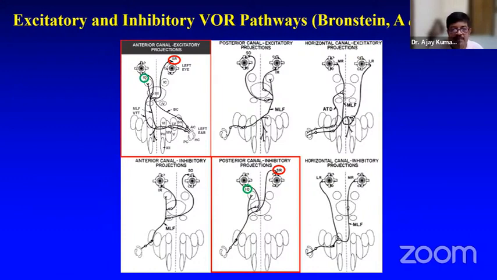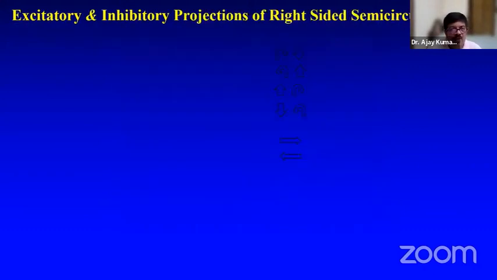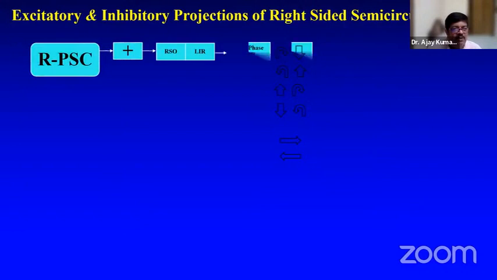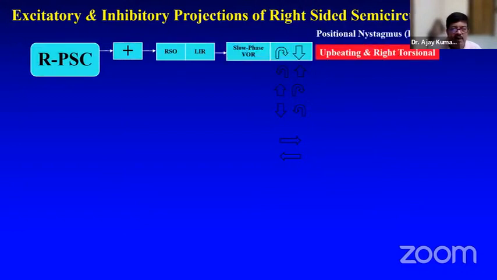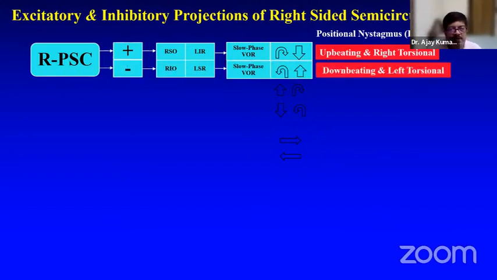So this is an important bearing because it is often difficult to distinguish between a left-sided anterior semicircular canal BPPV, say, from the right-sided apogeotropic posterior semicircular canal BPPV. So I have made a simplified diagram of the right-sided canals. This is the right posterior semicircular canal. The excitatory projections are to the right superior oblique and left inferior rectus, causing a slow phase VOR, which is downbeating and left torsional. The positional nystagmus, which is a reflexive saccade or a fast phase VOR, is therefore upbeating and right torsional. So likewise, it applies for every canal.